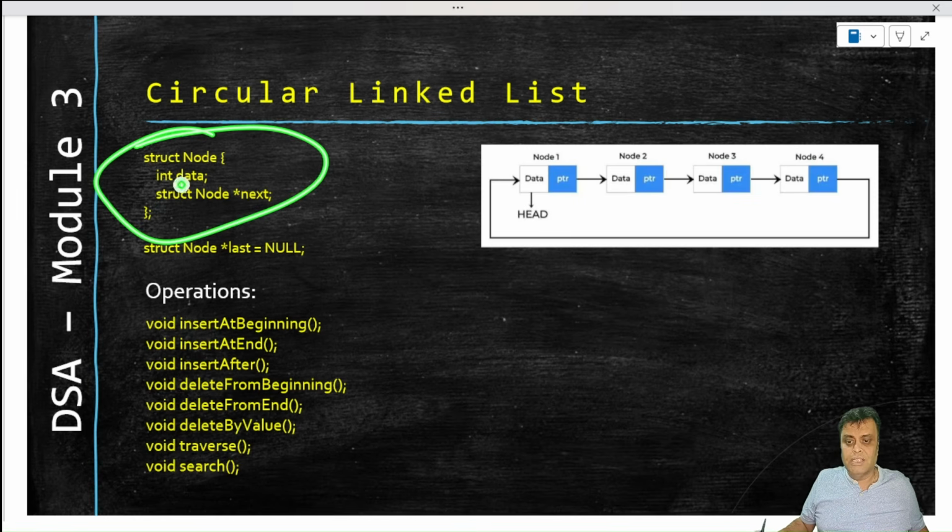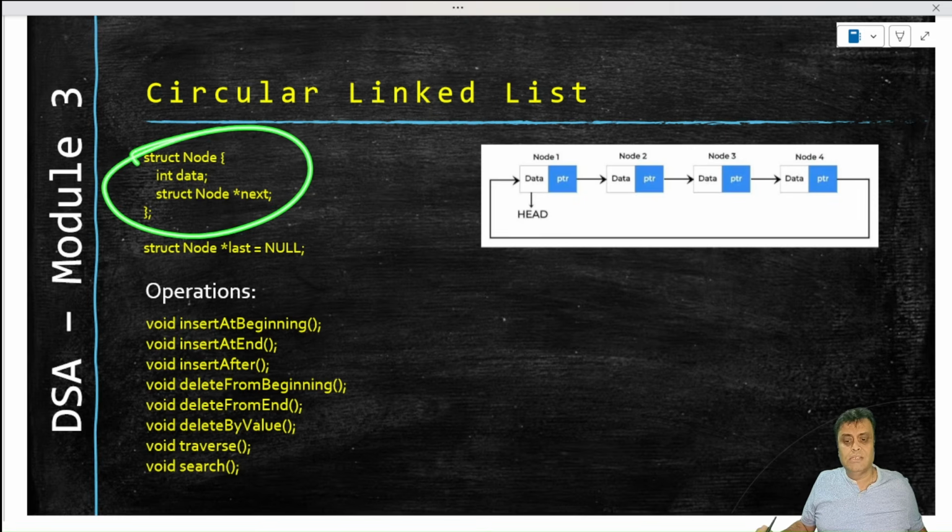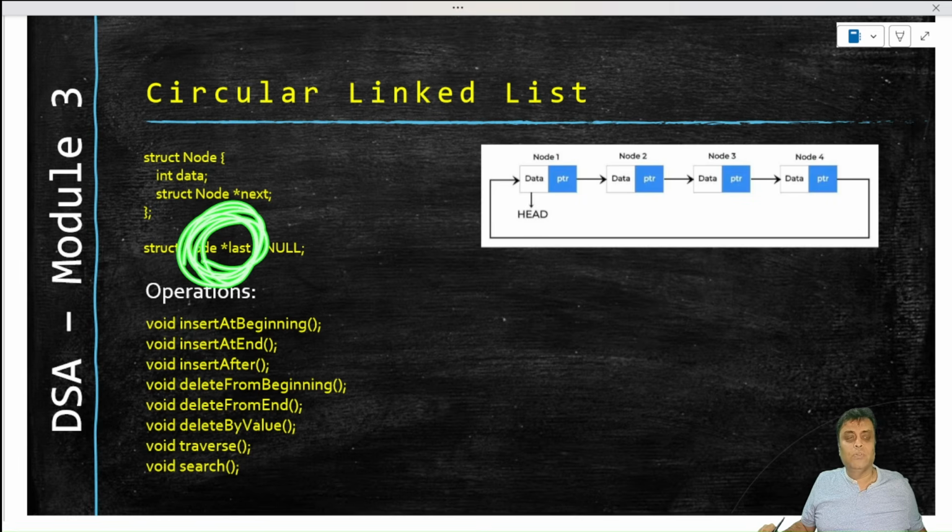So what do we have? We have the structure the same as a linked list. There is no change. Same as a single linked list, there is no change. And instead of head, we are storing last. What is the reason for storing last? Why not head?